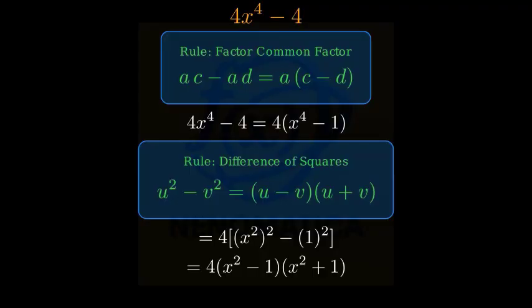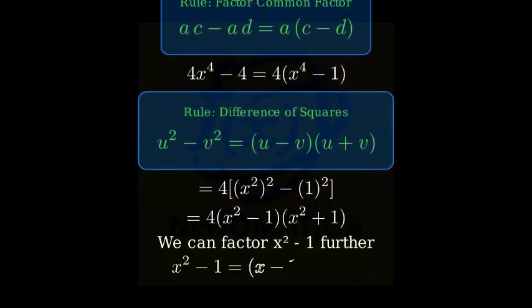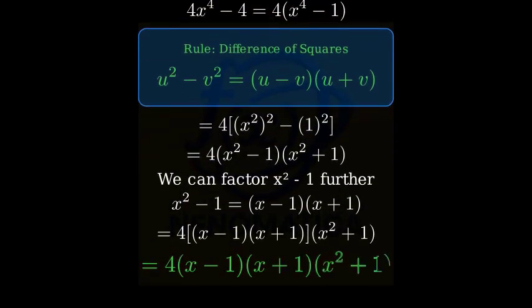The factor x squared minus 1 can be factored further because it's also a difference of squares. So x squared minus 1 equals (x minus 1) times (x plus 1). Substituting this back, our final answer is 4 times (x minus 1) times (x plus 1) times (x squared plus 1). Let's look at our third example.